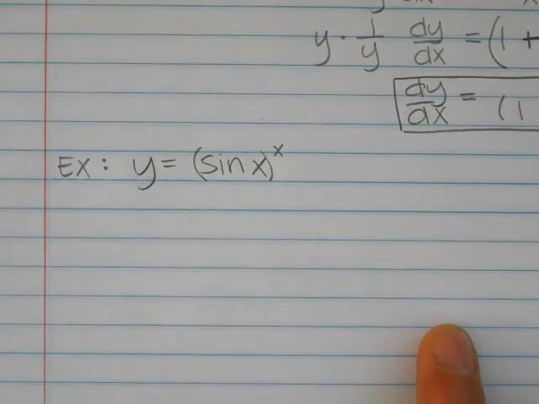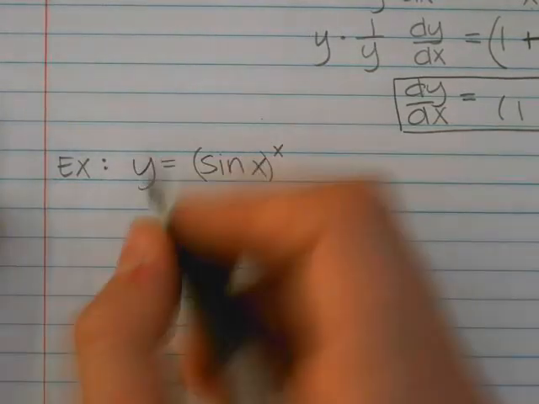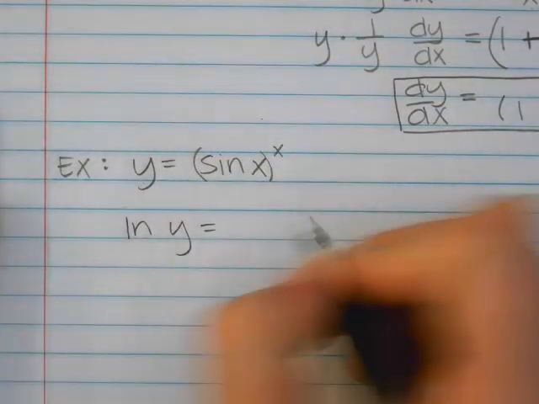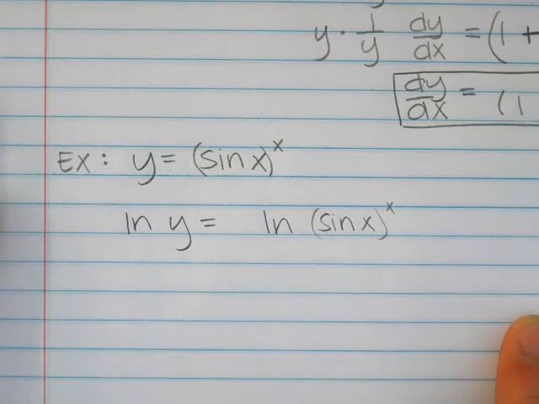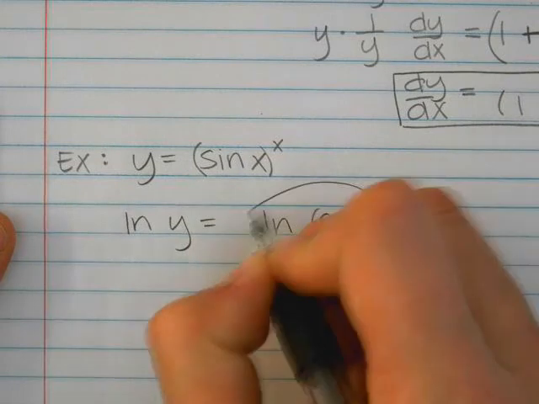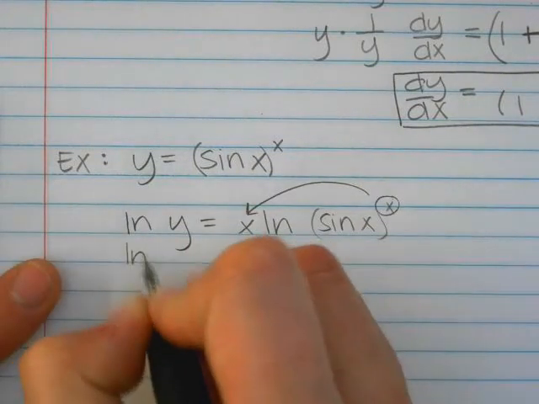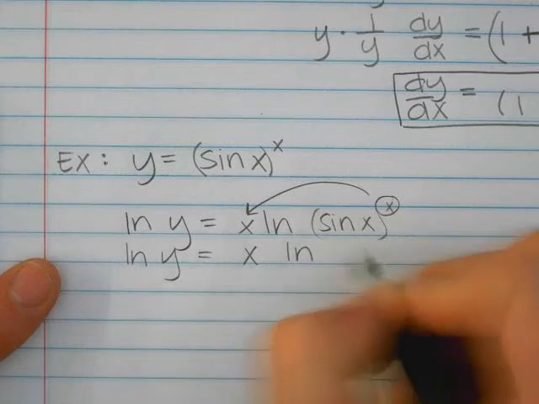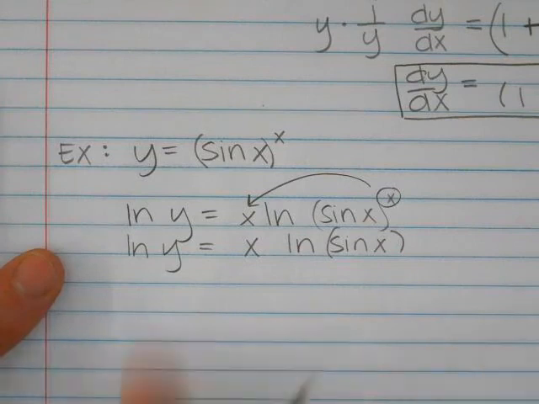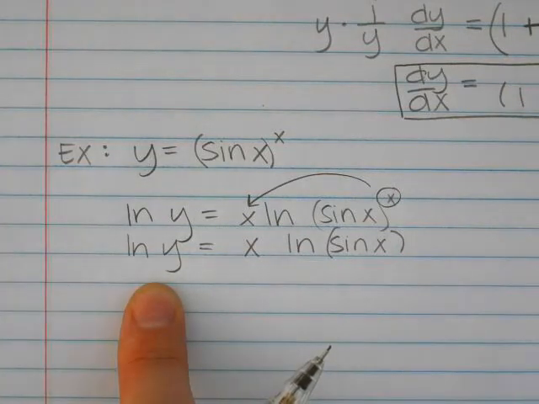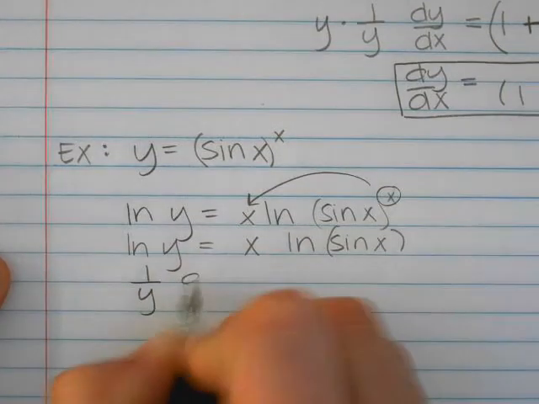We could log both sides. It just makes a more difficult derivative. It makes it a little bit more complicated, so we might as well be a little lazy. So I'm going to say ln y equals ln of sine x to the x. And what should I do with my exponent? Bring it to the front. So what is the derivative of ln y? 1 over y, and then what else? dy dx.